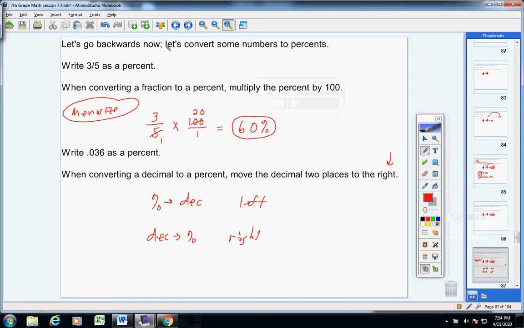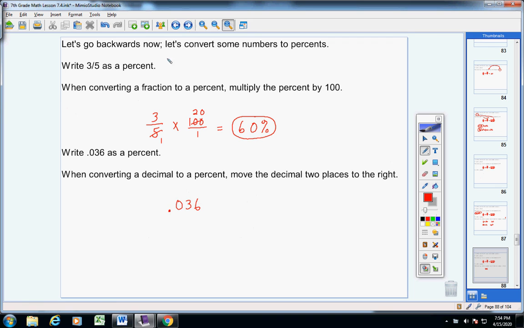So here we go, all right? So here's my decimal right here. I want you to change it to a percent, so I'll move it 2 places to the right. So here's my decimal. We're going to go 1, 2, okay? So we're going to move it 1 place, move it 2 places, and that's where it stays. So I get this right here.